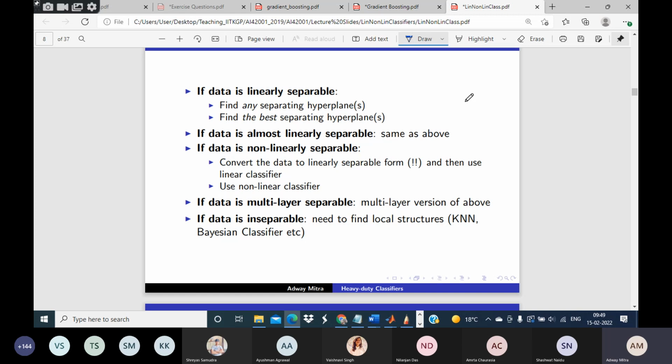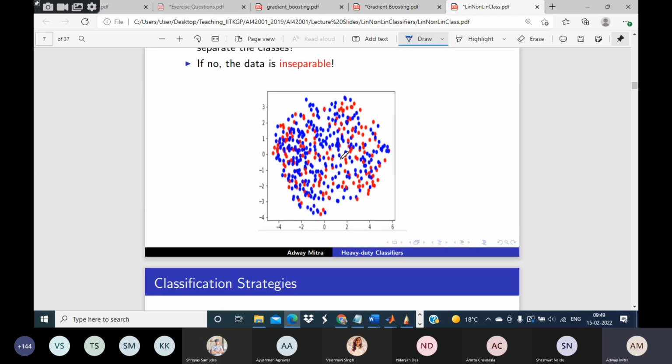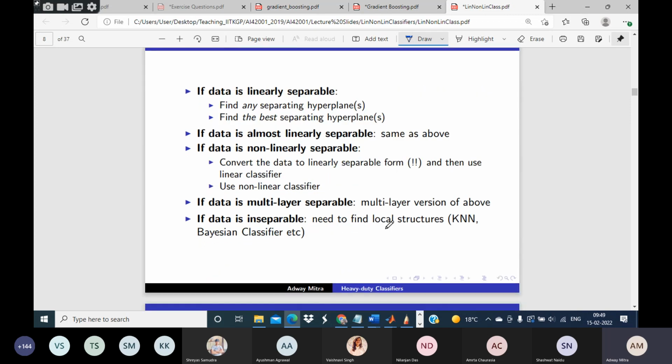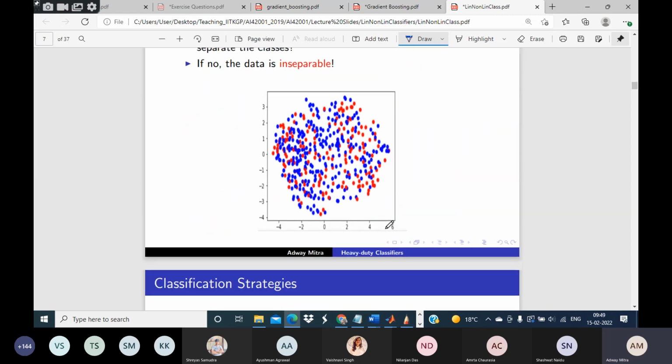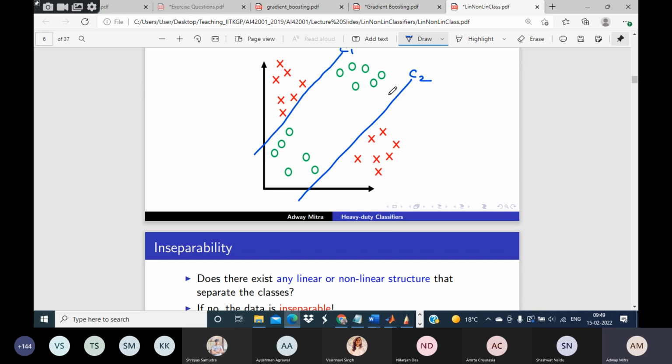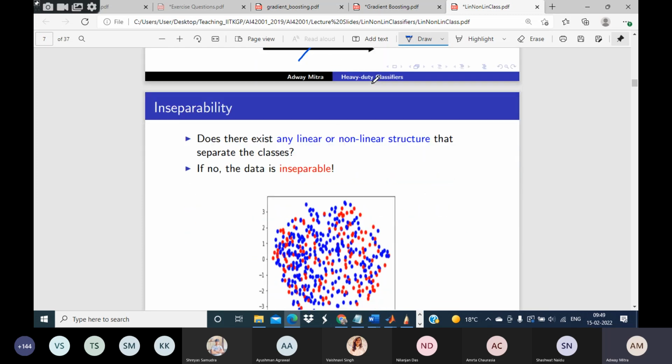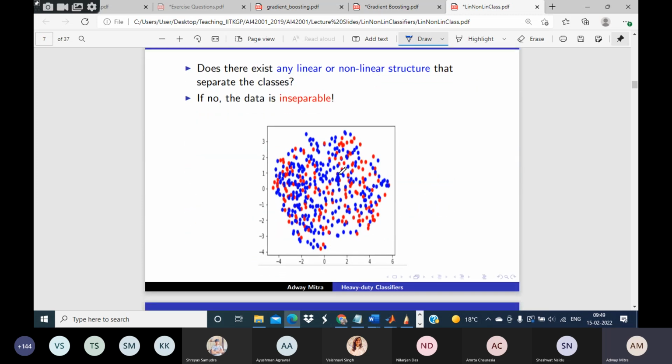And finally, if the data is inseparable like this, then we cannot go for any of these things. So basically then we have to do something like a local structure. We have to look for local rules. In the other cases we are building a global rule, some rule that will hold for all the data points. Like in this case I am saying that if any point is inside the circle then it is red, if some point is outside the circle it is green. So this is a universal rule for all the data points. But in this kind of situation, I cannot make any universal rule. So I will have to do some kind of a localized thing.